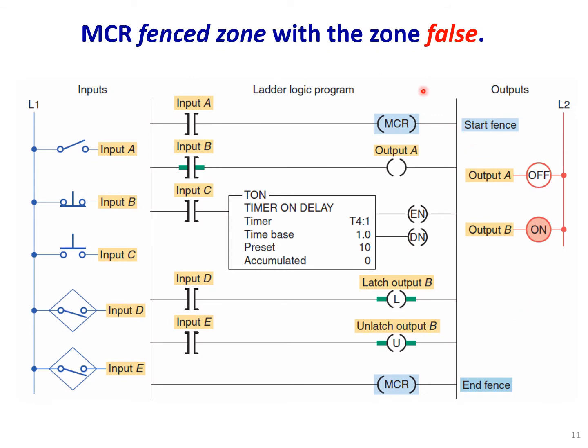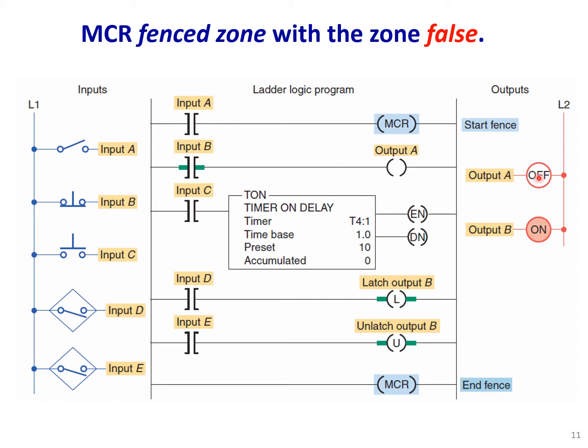MCR fence zone with the zone false, and you have the start fence and the end fence here. The difference is that we don't have that active label at the top of the MCR. So this is opposite. The input A in this example at this moment is false, so the zone will basically be true. If the input A becomes true, then the zone will become false. So this is the opposite of that.